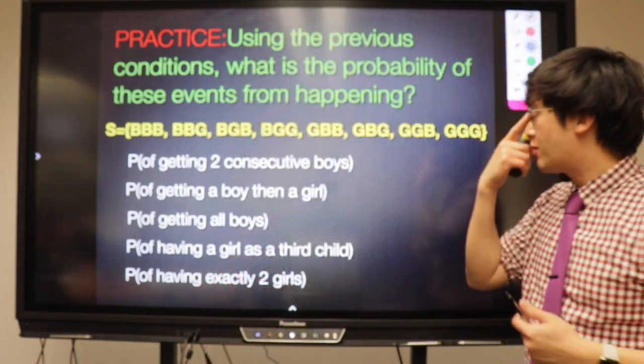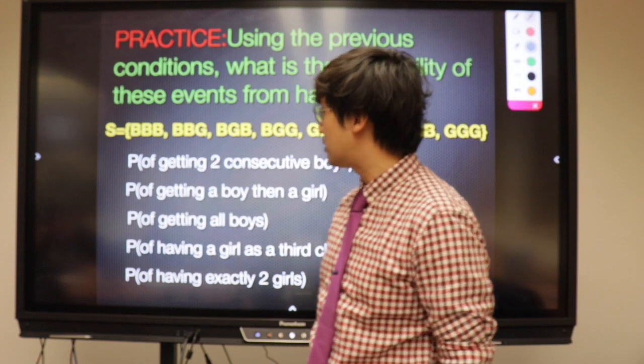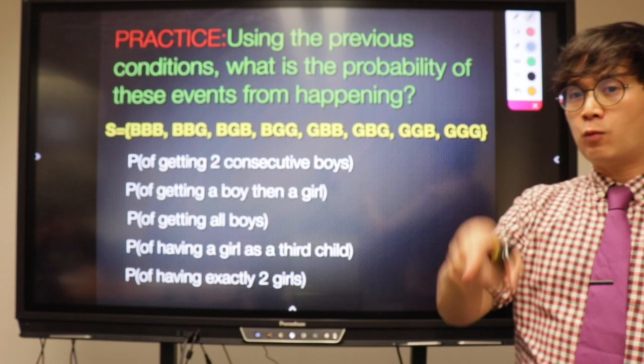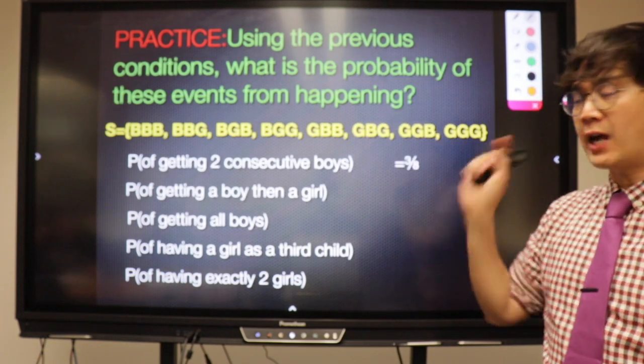So let's have the probability for each of these events. We have 5 events. The probability of getting 2 consecutive boys? 3 out of 8. Check.